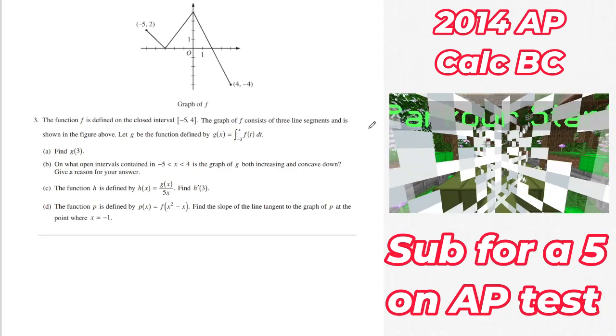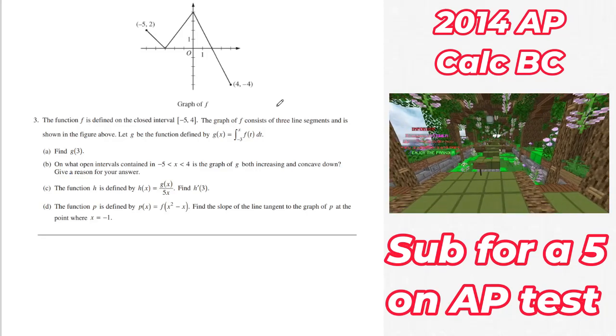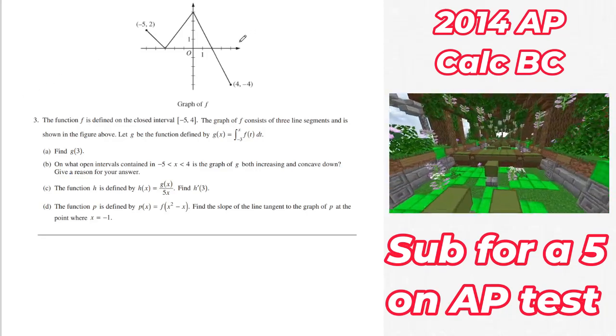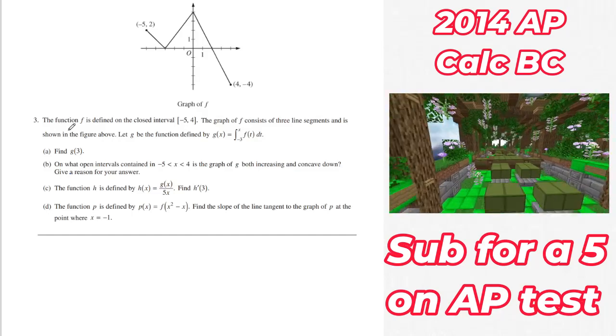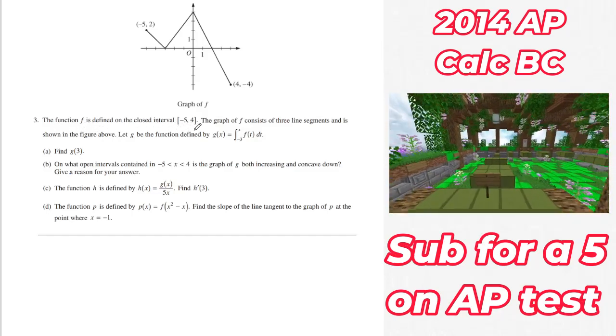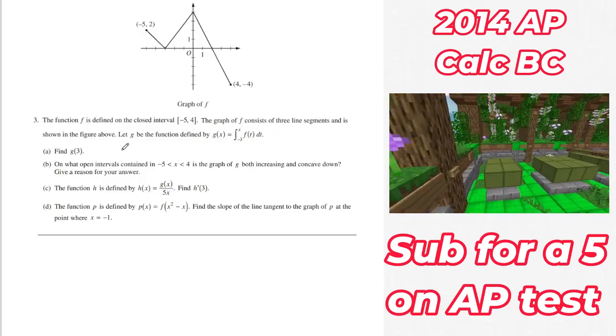Hello and welcome to the 2014 AP Calculus BC exam question number 3. So basically in this question we're given a graph, and this is the graph of the function f. The function f is defined on the closed interval of -5 to 4, and the graph of f consists of 3 line segments and is shown in the figure above.